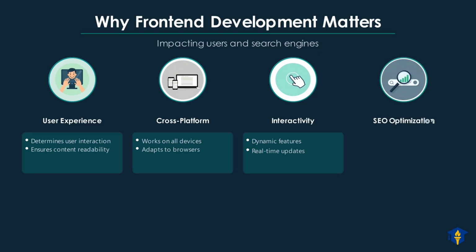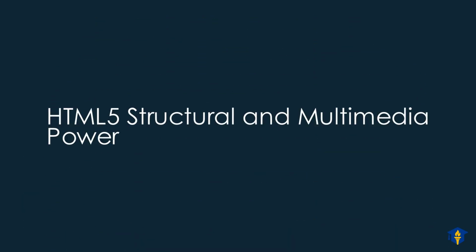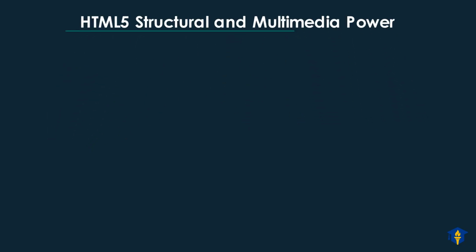Finally, SEO optimization is essential for your website's visibility and reach. A well-structured front-end dramatically improves your website's visibility in search engine results. This is achieved by using semantic HTML5 elements, which help search engines understand your content better. We will now delve into HTML5's structural and multimedia power, exploring its key capabilities. This section focuses on how HTML5 effectively defines content and embeds various media types.